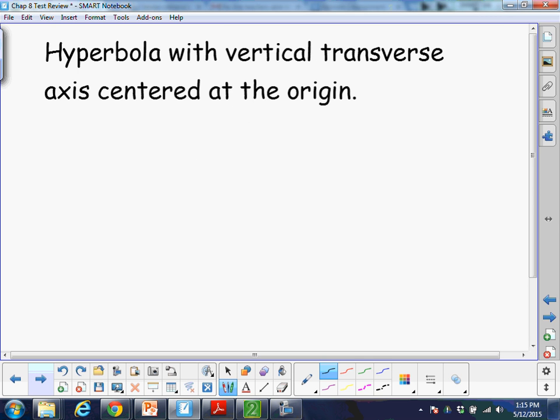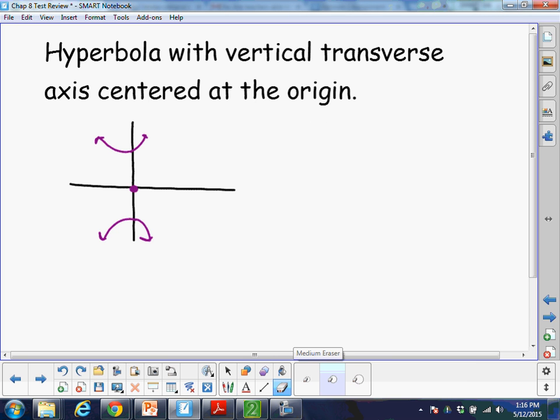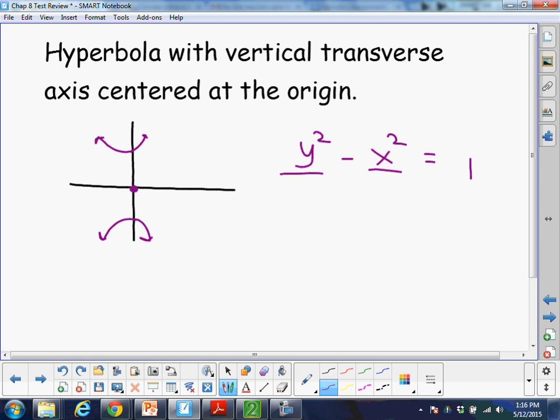A hyperbola with vertical transverse axis centered at the origin. So again, I'm thinking something like this. Vertical transverse means that I need my branches to go this way. I need to be centered at the origin, so the numerators can't have subtracting anything in them. Now with this one being a hyperbola, it's a subtraction, and if we have a vertical transverse axis, the y squared has to come first. And then we could make these denominators anything we want. It really doesn't matter. So that could be anything and anything. The order is important there, and equaling 1 is important.